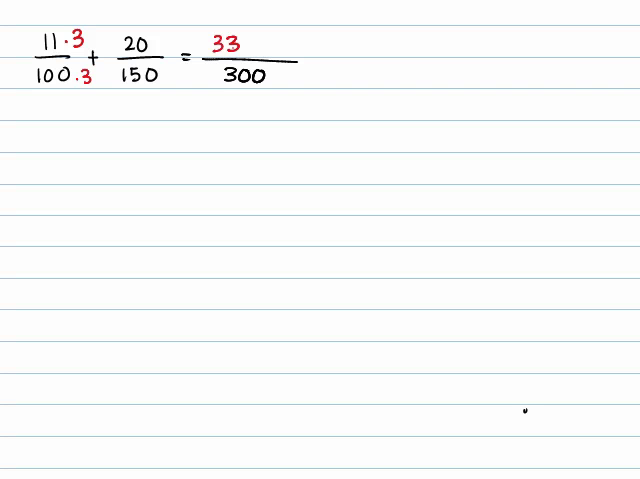And what happens to the 150? By 2. It's missing a 2. So you're going to add this. So the answer is going to be 73 over 300.